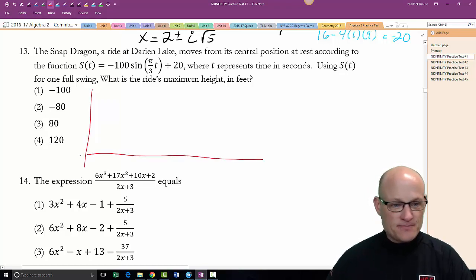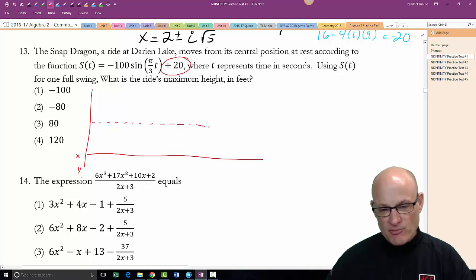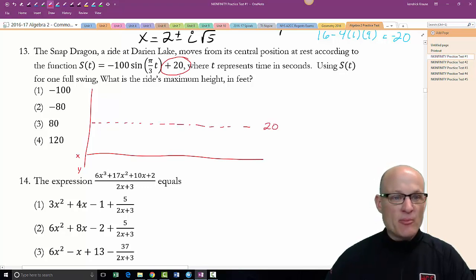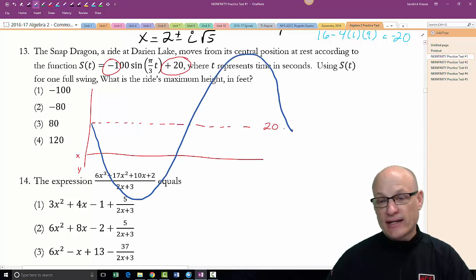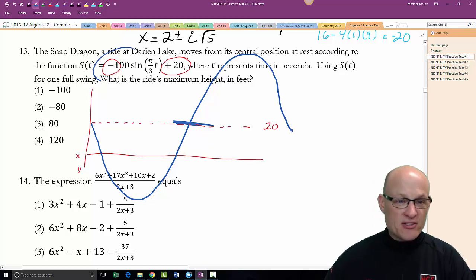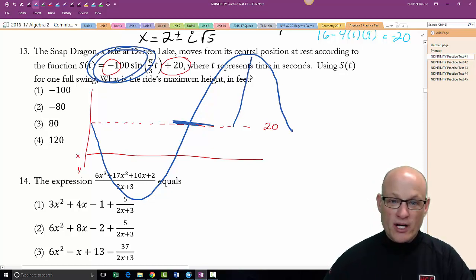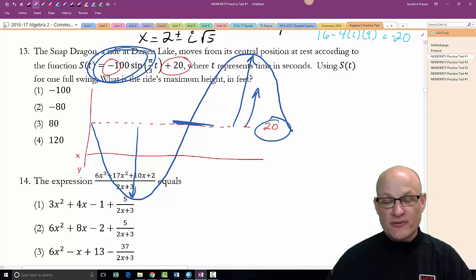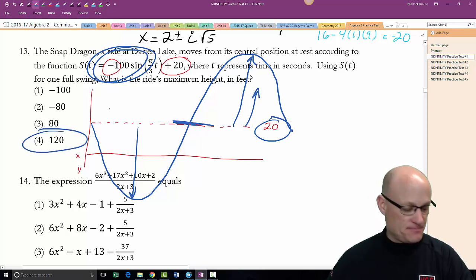So if this was my x-axis, and this is my y-axis, this is my starting point. This is what we like to call our midline, 20. There's my midline of 20. Now, because I have a negative, I'm still coming down first. I'm going to go down 100, so it's going to go down here, and then it's going to go up 100 and down and back down. Well, if this is 20, and this is my amplitude, it's going up 100 and down 100. That means my maximum height is starting at 20 and going up 100 feet. So it looks like 120 is my maximum. Oh, got it right here in my hand. Now I got to get rid of this stuff.